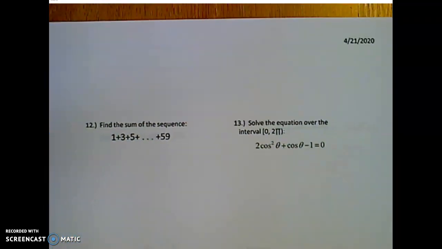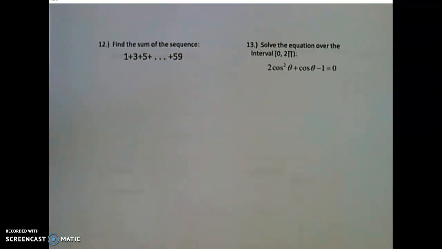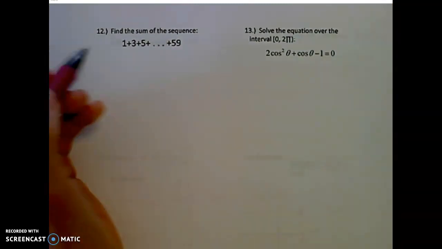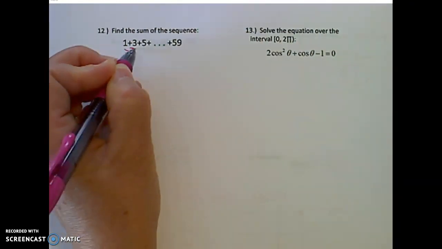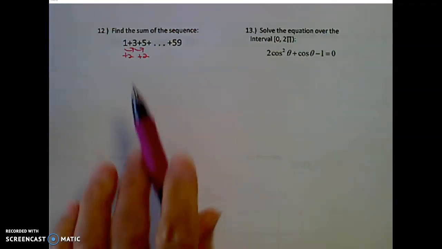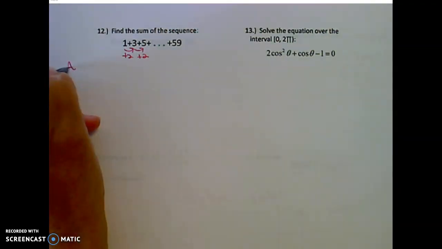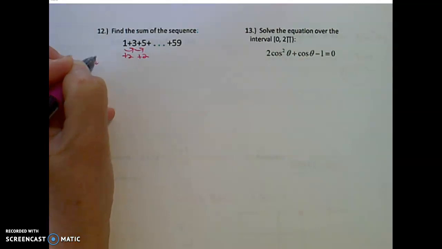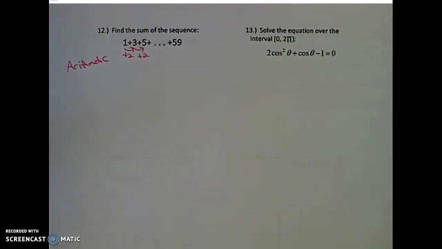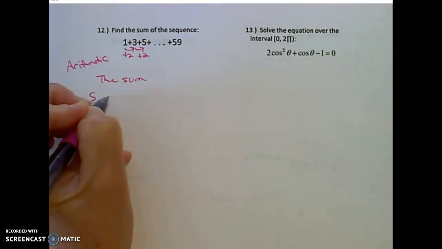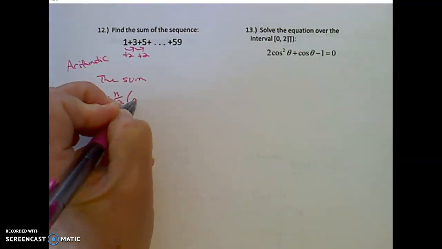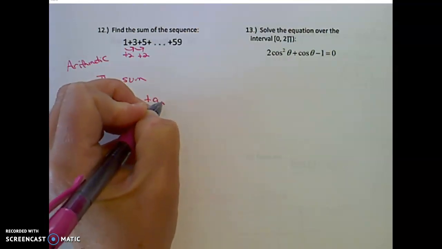Let's see, find the sum of the sequence, just to keep this fresh. Find the sum of the sequence. When I look at this pattern of numbers, and then I'm going to add them all up, they're increasing by 2. Each of the next terms is increasing by 2, so this is an arithmetic sequence. If this is an arithmetic sequence, I know how to find the sum. The sum of an arithmetic sequence, S of n, is equal to n over 2 times the first plus the last.